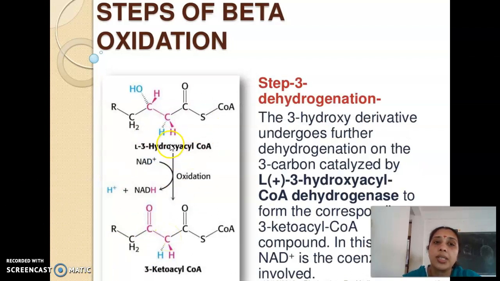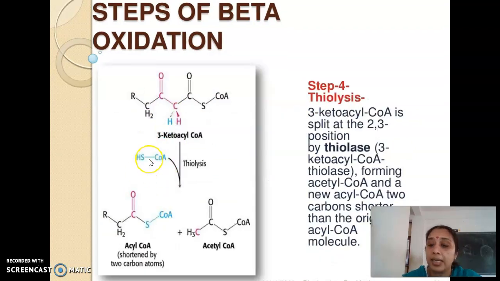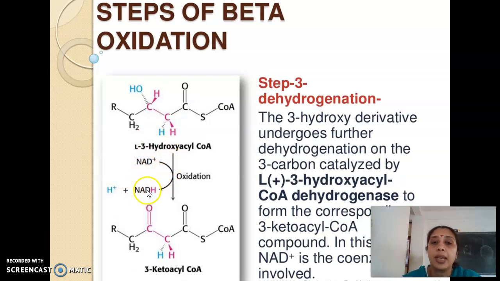Then hydroxyacyl CoA is acted upon by the second round of dehydrogenase enzyme, but this time dehydrogenation is carried out by NAD dependent dehydrogenase. So what happens, the 2 hydrogen atoms are removed from the beta carbon only, so that a keto group is introduced, right? So this is known as beta keto acyl CoA, right?